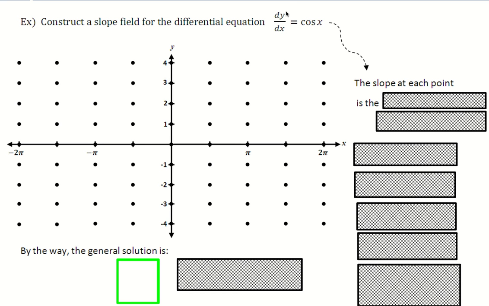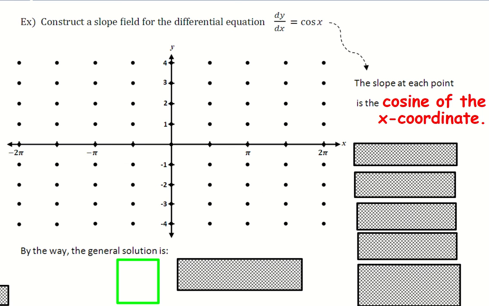Anyway, this differential equation, or diffie-q for slang, how the cool kids say differential equation. So this diffie-q is basically saying that the slope is always the cosine of the x-coordinate. So wherever we're at, whatever point we're at, it looks like the slope there is just going to be the cosine of whatever x is. Okay?